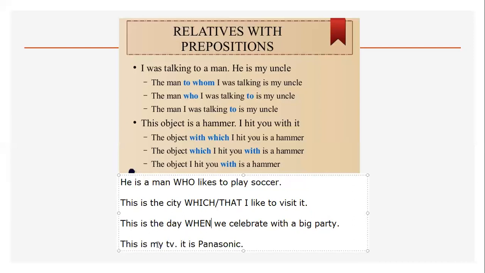In this case, this is the TV, it is Panasonic. El televisor y el it son los mismos, se refieren al mismo, entonces es redundante tener dos sujetos iguales en una misma oración, por eso cuando son semejantes se elimina uno. Como hablo del televisor, lo cambio por which. This is my TV, which is Panasonic. Recordemos que con which también yo puedo usar that. Lo mismo que con who. Yo en vez de who puedo usar that.